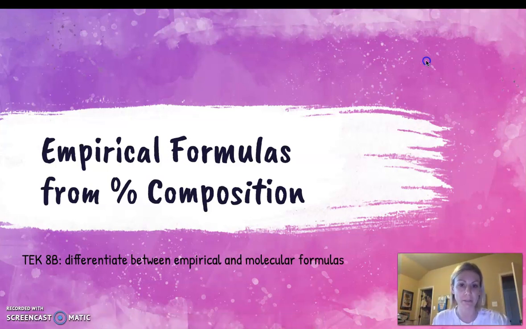So today we're going to be doing empirical formulas, which is just building upon what we learned yesterday with percent composition. And so the real goal here is TEK 8B. We just want to make sure we can understand the difference between empirical, and then tomorrow I'll teach you molecular formulas.